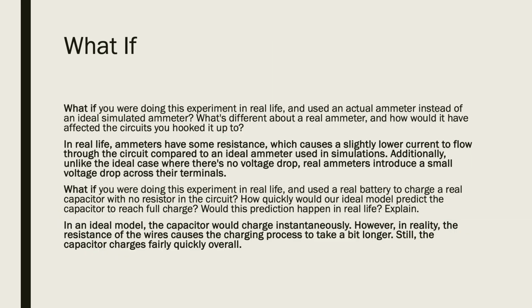For our 2 what-if questions, for the first one, I answered by saying that in real life, ammeters have some resistance, which causes a slightly lower current to flow through the circuit compared to an ideal ammeter used in the simulation. Unlike the ideal case, which is what we did, where there's no voltage drop, real ammeters do introduce a small one across the different terminals.